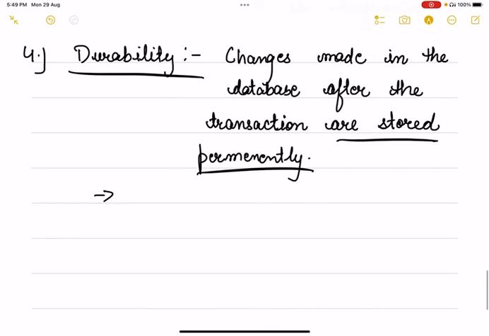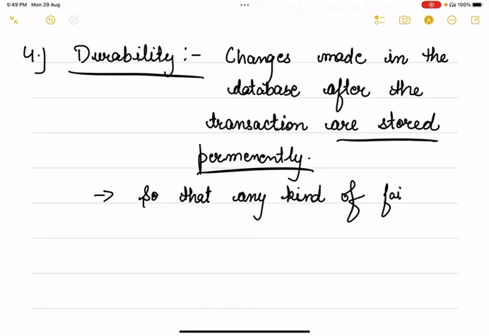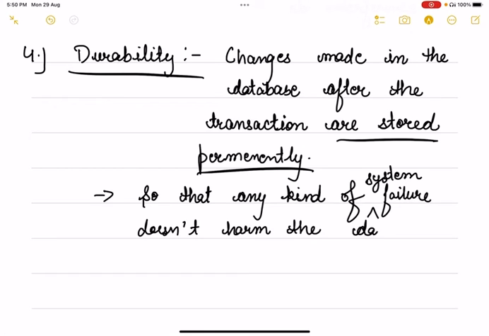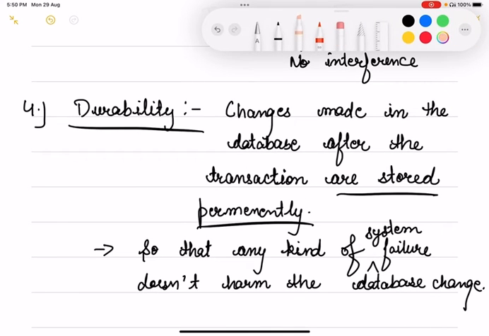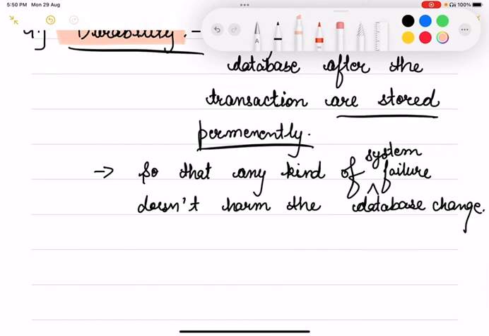Let me write this one also, so that any kind of failure, system failure, does not harm the database change. So this was our last property, durability. I hope you are clear with this.